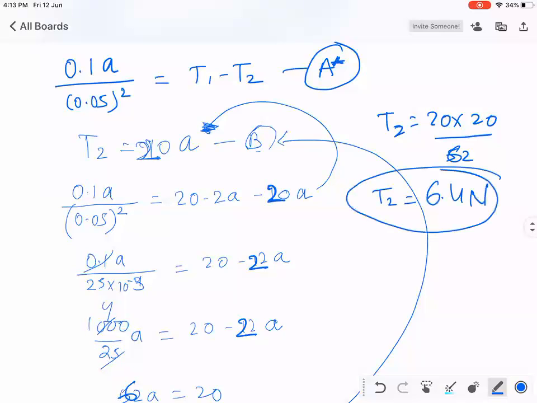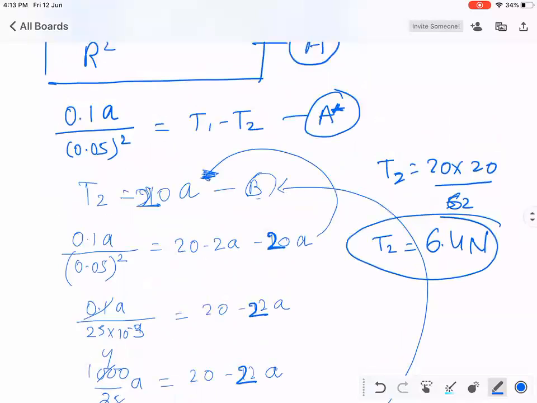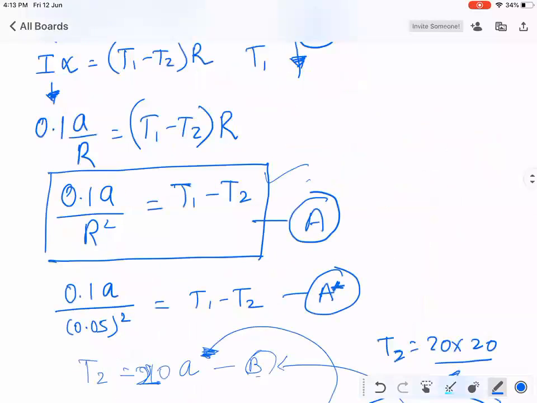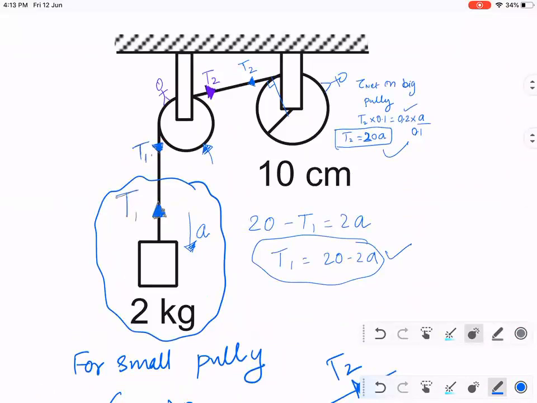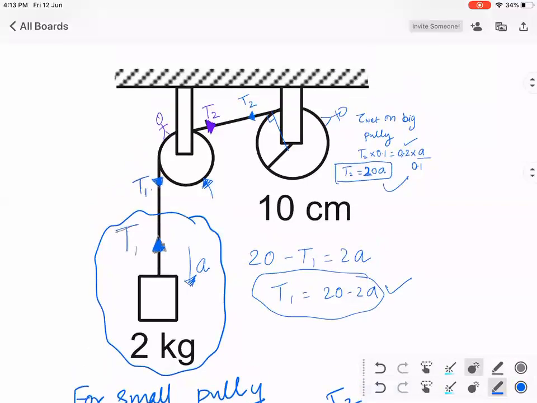Happy? Shall we solve it again or done? Okay. Anujna, are you there? Sir. Okay, Anujna, is this okay or do you want me to solve it again? No, sir. I understand. Understood. Okay.